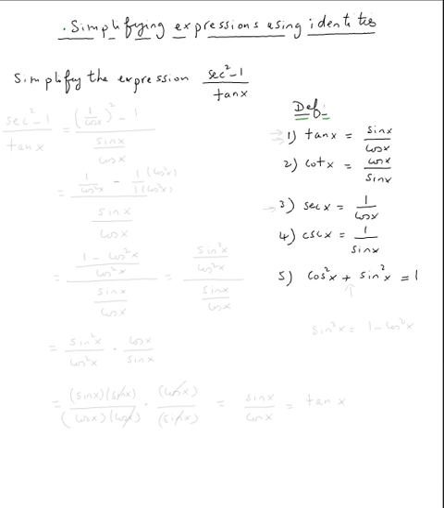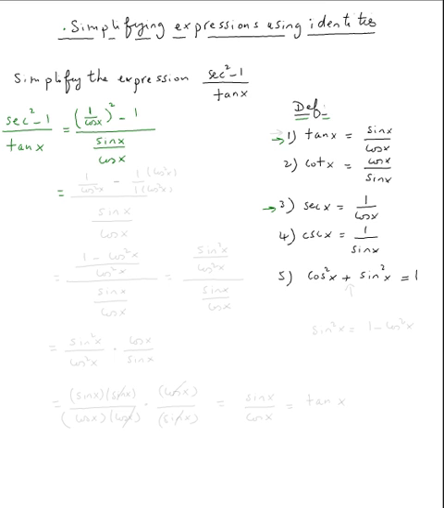So what we do, we know the secant, so we could use number 3. We know secant is equal to 1 over cosine. So let me rewrite this down. Secant squared minus 1 over tangent is equal to, so we know secant squared is 1 over cosine squared, minus 1. And we know tangent is sine over cosine, number 1. So far we used number 3 and number 1.